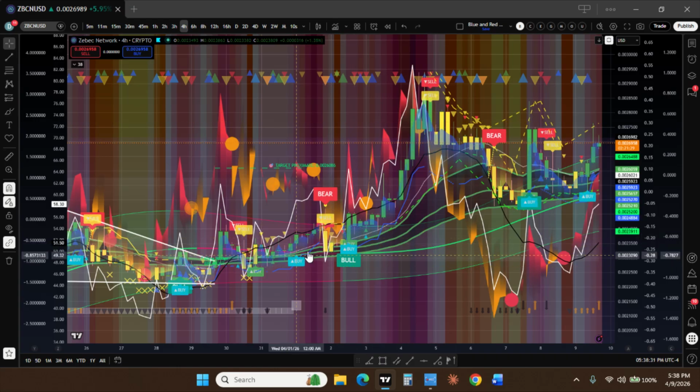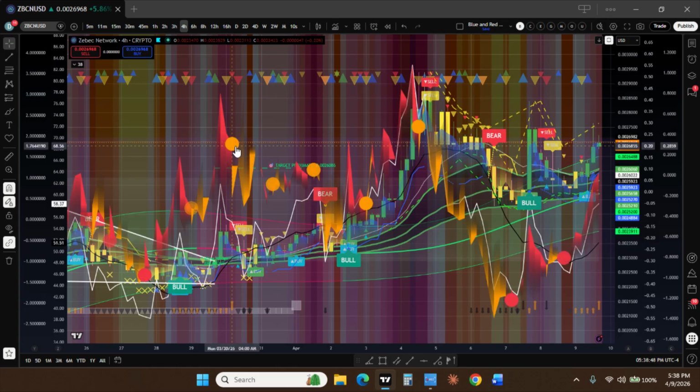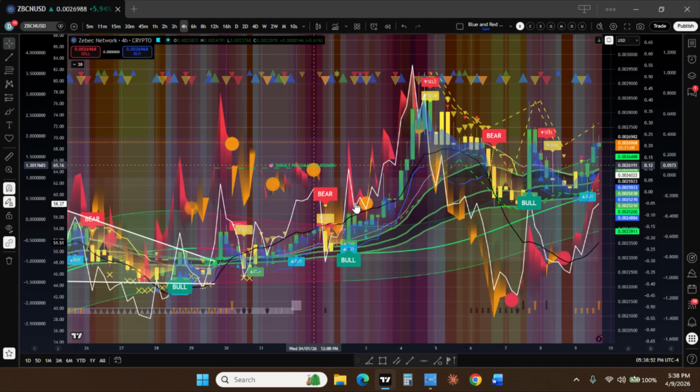I don't want to be buying whenever I'm getting a sell or a bear signal. That's when the market dumps on you. I don't want to be buying necessarily when I see a yellow circle because the market can dump on you. I want to buy when I see a bull or a green or aqua blue buy or some red circles. So the market can immediately go up on me.